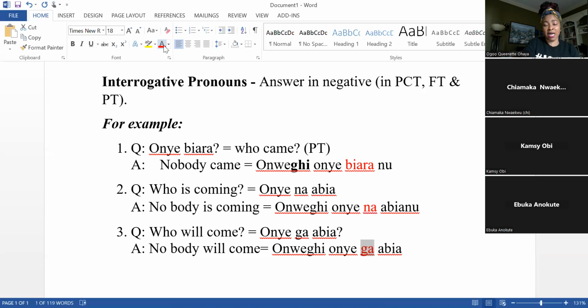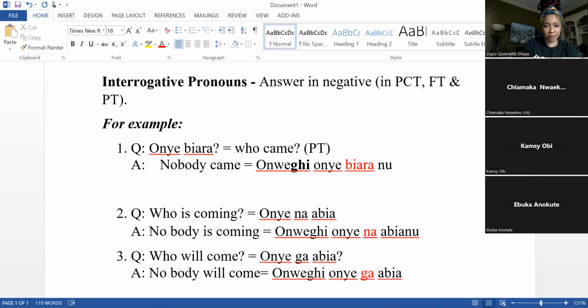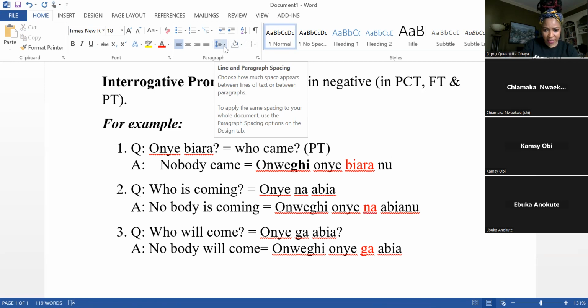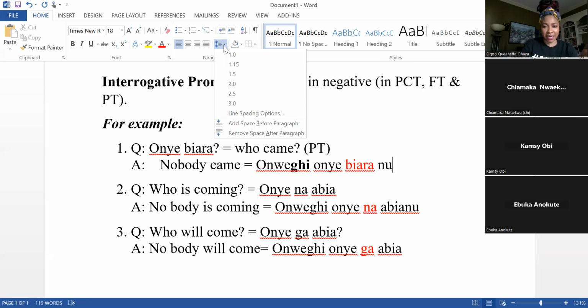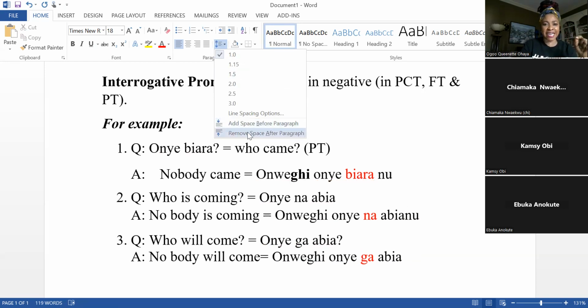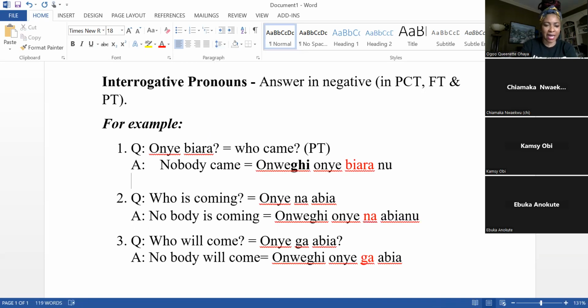Onweghị onye bịara. So when you say nobody went, okay? Nobody went. What will it be? Yes, Ebuka. Nobody went. Onweghị onye gara, maọbụ onweghị onye garanu. Then there are two ways you can do it. Oh, onweghị with the onye jere. There you go. That's what I'm looking for. So onweghị onye garanu, maọbụ onweghị onye jerenu. There you go. So you can say here, another answer is onweghị. When you say, no, the question is, who went?